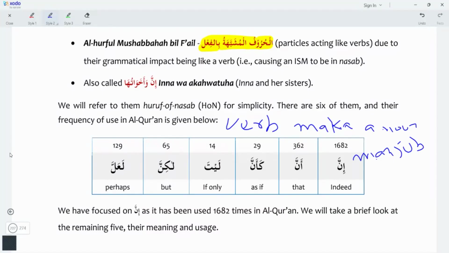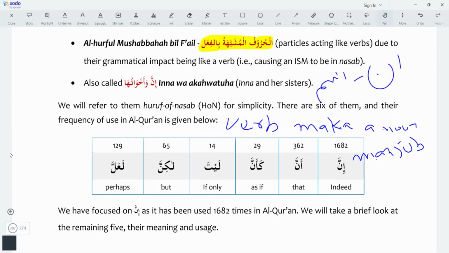So this inna is also making the ism mansoob. They are acting like a verb. That's why we call it al-huruful mushabbah bil fail, particles acting like verbs. This is al-huruful mushabbah bil fail. This is harfe tawqid and this is harfe nasab. So there are three names.